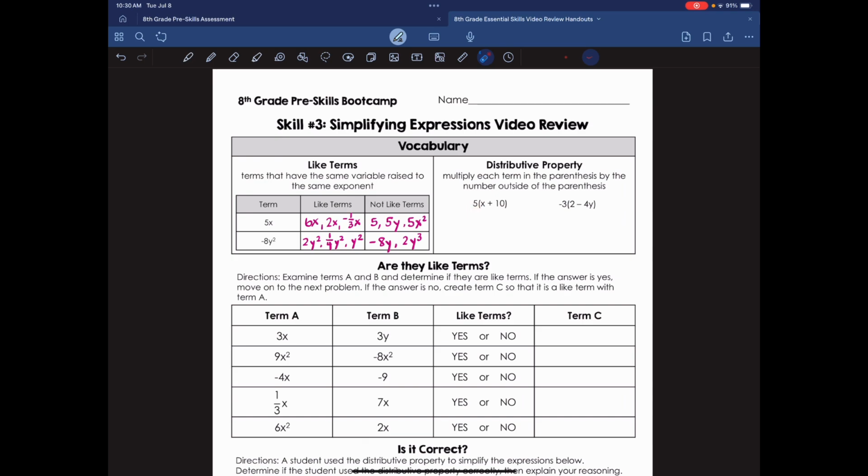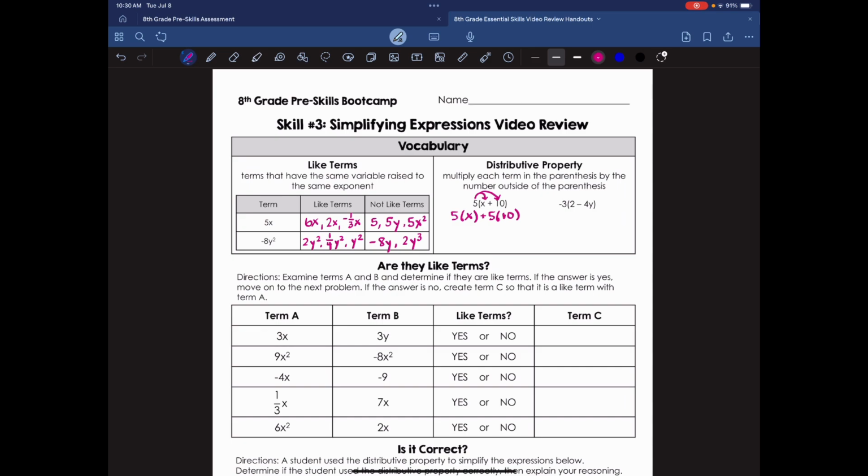So let's take a look at what that looks like. So we'll often show distribution by drawing these arrows that shows that I am taking the 5 and giving it to both terms. So if I write this out, this looks like 5 times x plus 5 times 10.